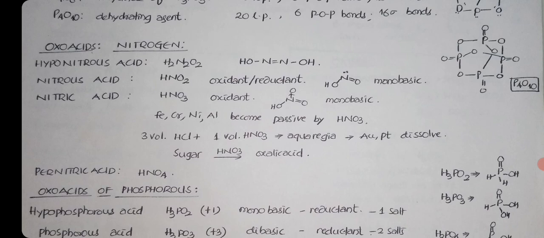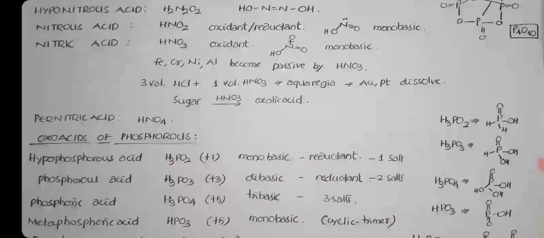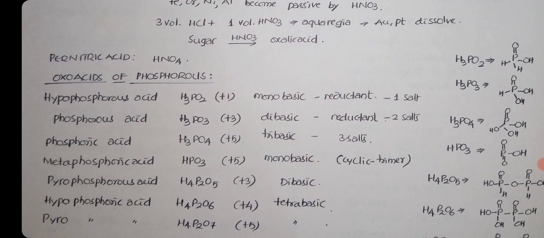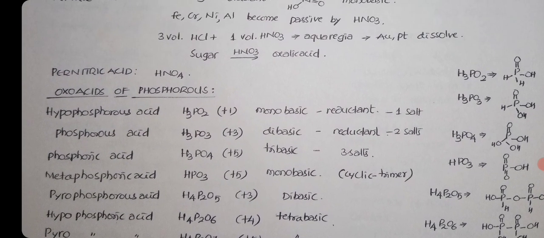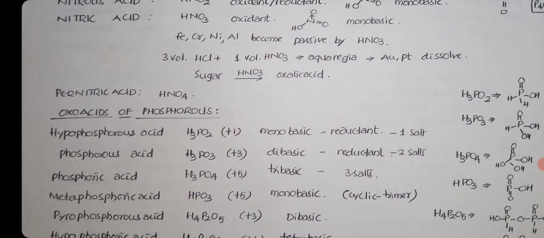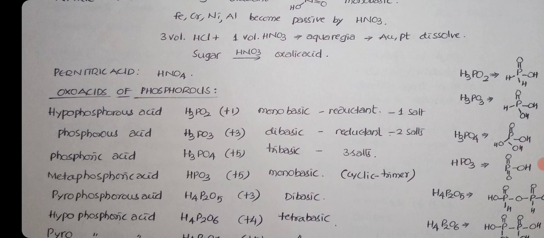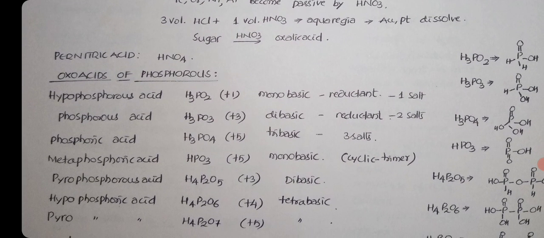When sugar is treated with HNO3, it turns into oxalic acid. HNO3 is also called aqua fortis. It is used generally for the cleaning of lab utensils. Pernitric acid formula is HNO4. HNO4 and nitric acid structures are almost the same. One extra oxygen bond will be there in pernitric acid.